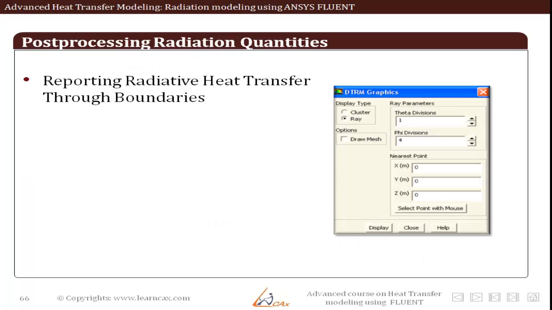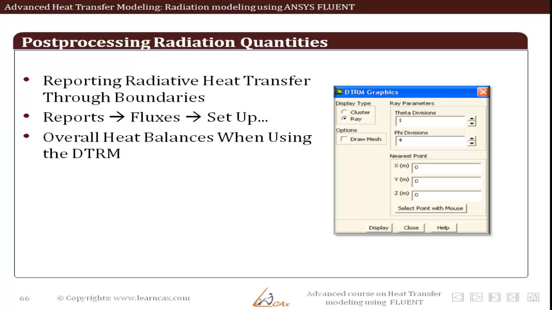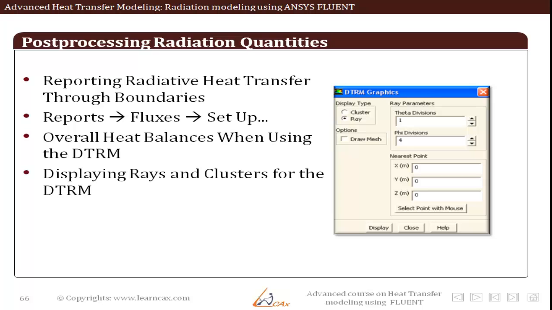For reporting radiative heat transfer flux through boundaries, there are different options. For that, we have to go to report fluxes and setup. Overall heat balance we can check when we are using DTRM model. You can also display rays and clusters for DTRM. And the displaying cluster we have already seen. So these are the different results and visualization options which we have for radiation modeling.